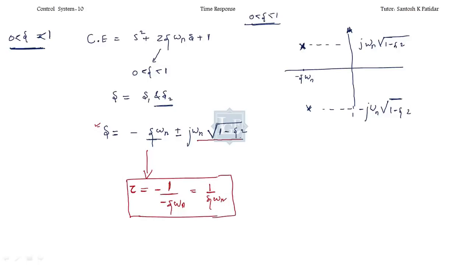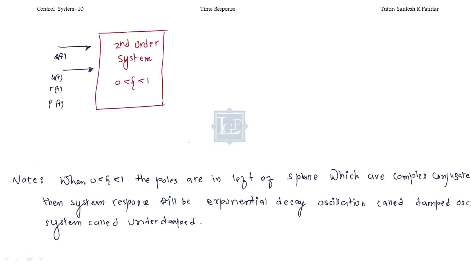Now this term is nothing but omega d, the damped frequency, that is omega n square root of 1 minus zeta square. Correct? Your system is damped in this case. Why? Because you have considered your zeta damping ratio value in between 0 to 1. Your system will not oscillate continuously now. It will be damped oscillation. Definitely it will oscillate, but the oscillation will die out.